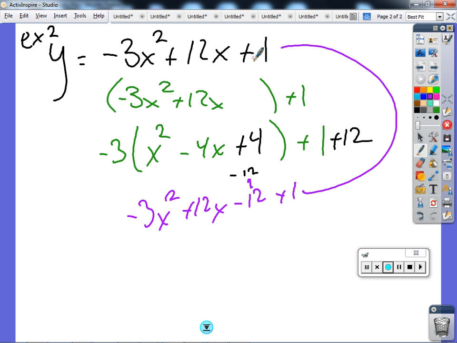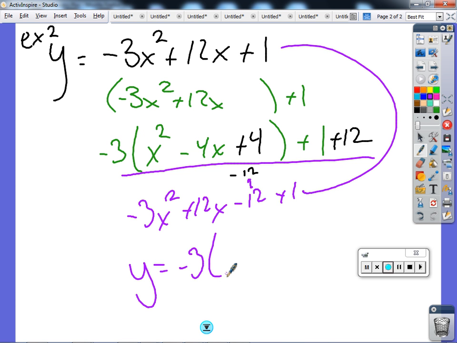Okay, so coming back to this, we are now putting it in vertex form. By the way, y equals, my negative 3's out there. What does x squared minus 4x plus 4 become? Because now it's a perfect square trinomial. It becomes x minus 2 squared. Great job. What does the outside become? 1 plus 12 is 13.